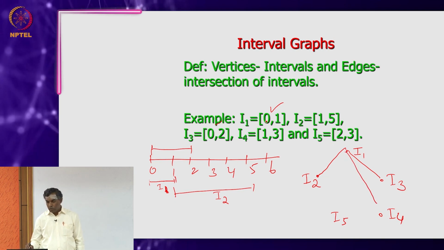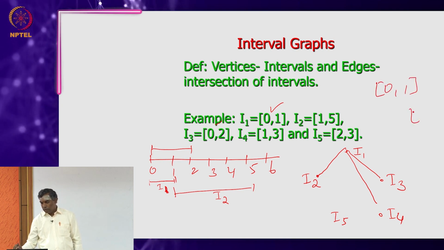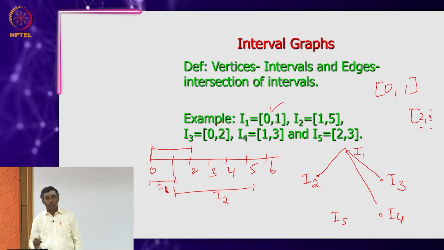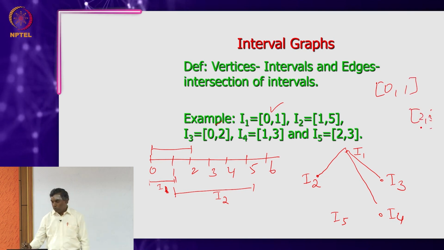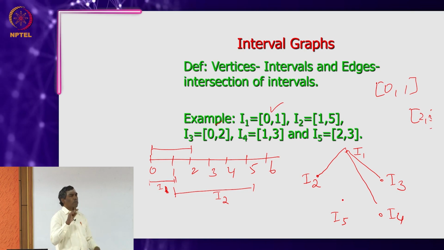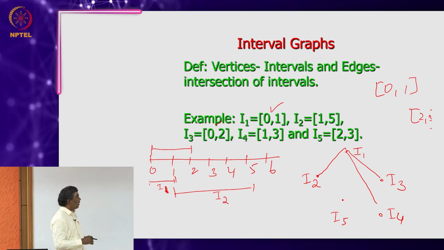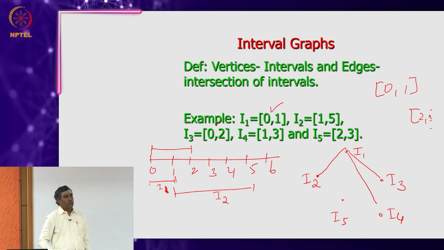See, I1 is 0, 0, 1. I5 is 2, 3. Do they intersect? So, you do not have any edge between I1 and I5. That is how you form the graph for a given set of intervals. You can label it such that the intervals are the labels. It is a very beautiful graph.